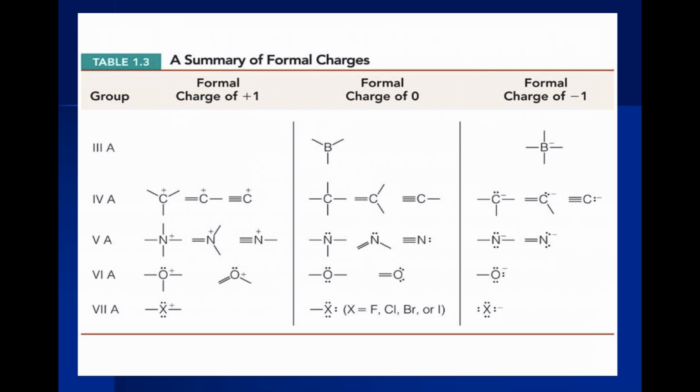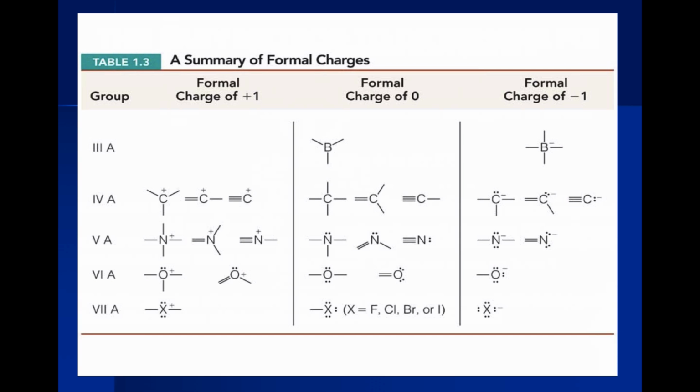Carbon with 4 bonds is going to be 0, but carbon with 3 bonds and no lone pairs is going to be positive. If it has 3 bonds and a lone pair, it's going to be negative. You need to be able to just look at those bonds and electrons and just know what the formal charge is going to be. Okay? And you'll get that with practice.